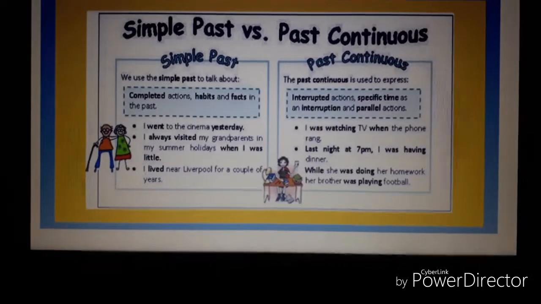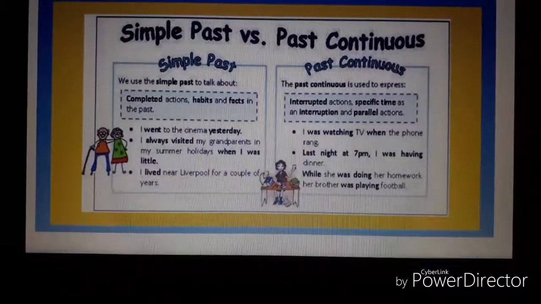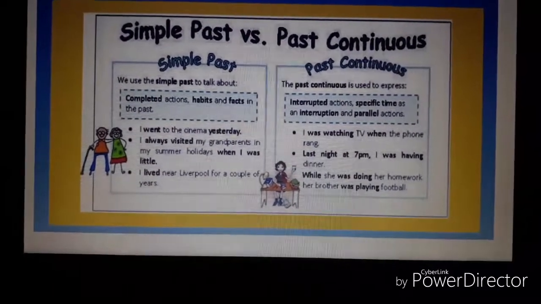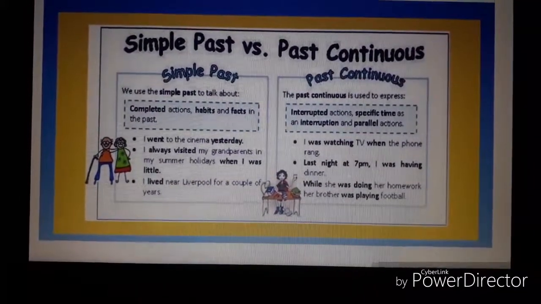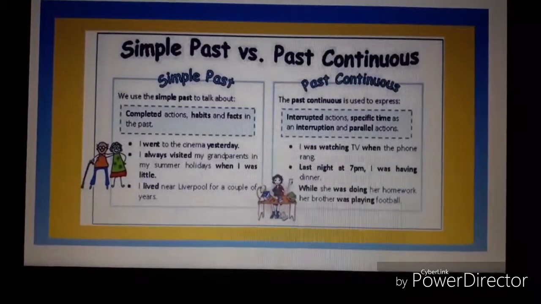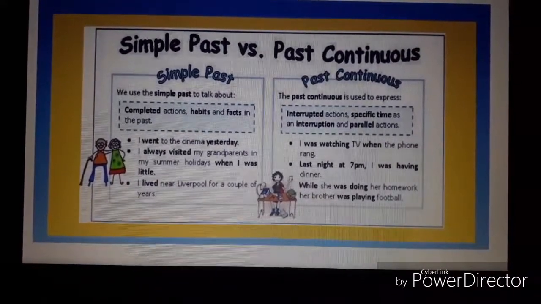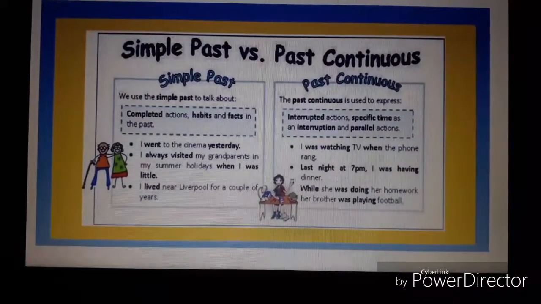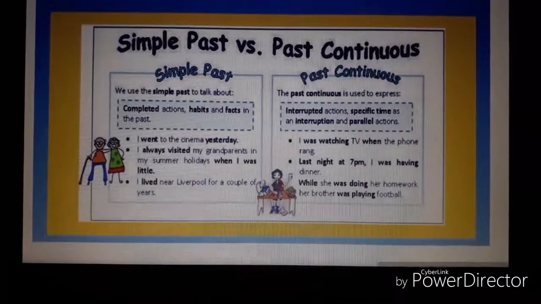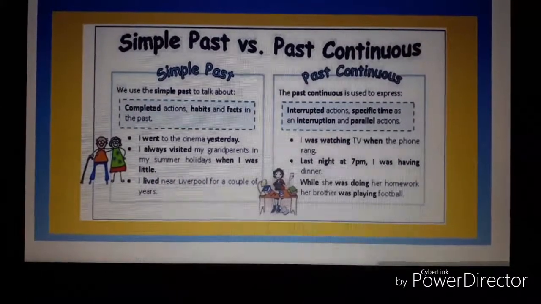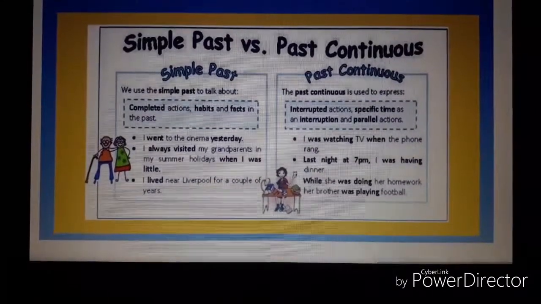So here we have some examples. I went to the cinema yesterday. I always visited my grandparents in the summer holidays when I was little. And I lived near Liverpool for a couple of years. That is past simple. The verb in past simple, as its name. And past continuous, we have I was watching TV when the phone rang. That is, one thing happened simultaneously with another one. Last night at 7, I was having dinner. And the other is while she was doing her homework, her brother was playing football.